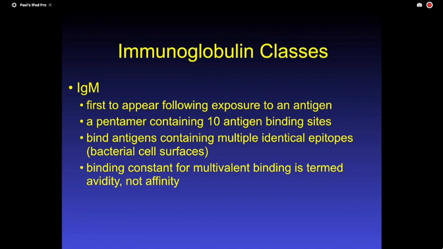IgMs are the first to be created. Okay? It is not a little Y shape. It actually is 5 little Y shapes hooked together. All right? Here's the reason why. For an antigen to be taken care of, let's say, it needs not to have one IgG bound to it, but it needs to be covered with IgGs. Okay? One binding doesn't elicit an immune response, but a bunch of antibodies bound to it does.